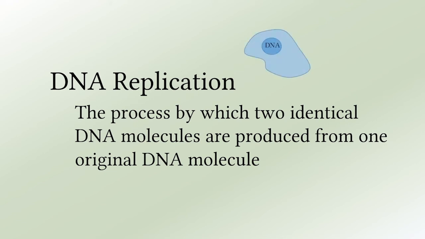You see, in order for a cell to divide, it has to create an exact copy of its DNA, so the new cell has a complete set of instructions in order to code for all the needed proteins. And when organisms reproduce, they have to pass on these genetic instructions to their offspring. So let's talk about what happens.